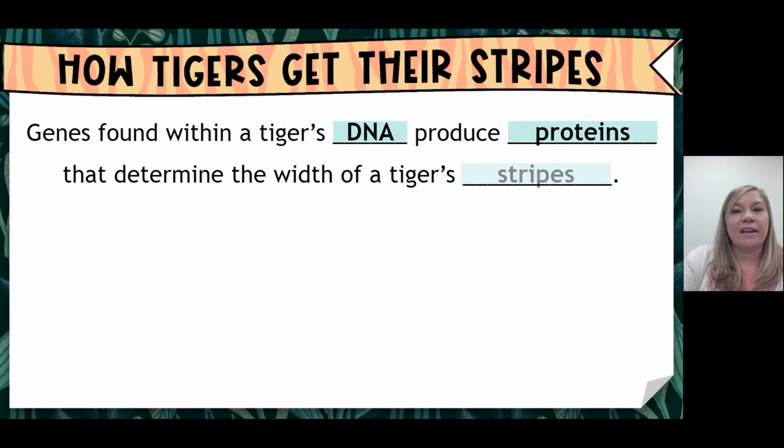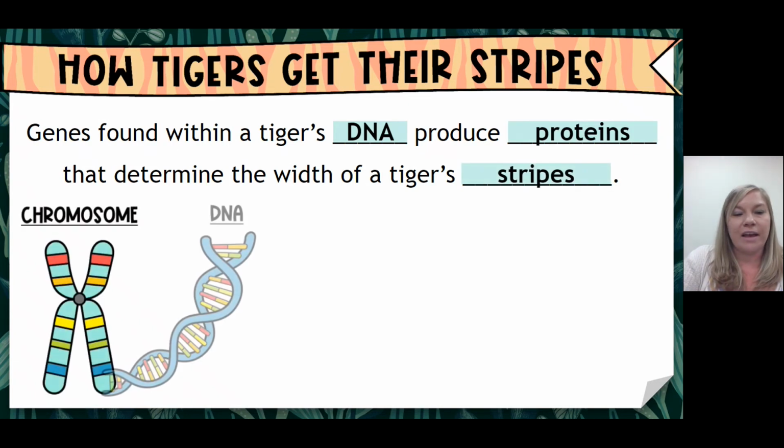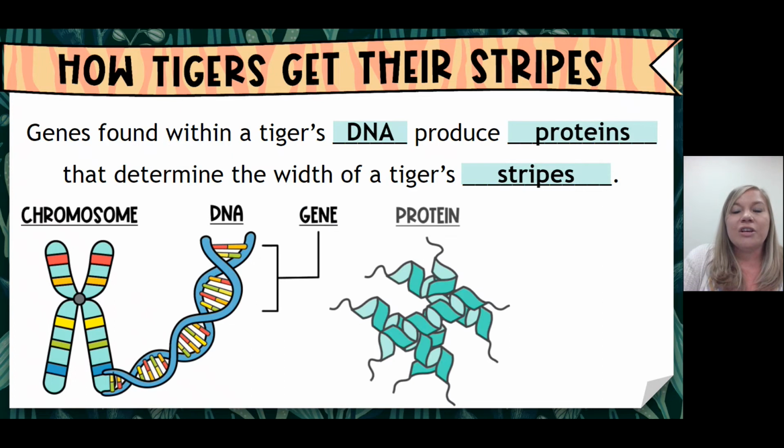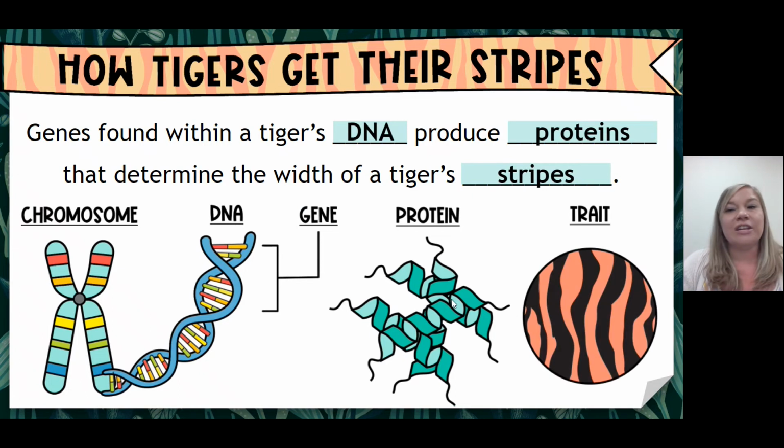When we talk about the tiger, let's go ahead and get him on here. So the tiger's DNA produces different proteins, and those proteins are going to determine the width of the tiger stripes. So you've got your chromosomes here, you've got your DNA. Inside the DNA are your genes, and the genes are producing these proteins, and then you're going to get your trait. Nice little trait there.